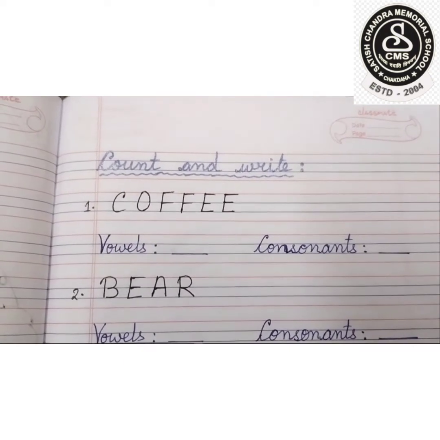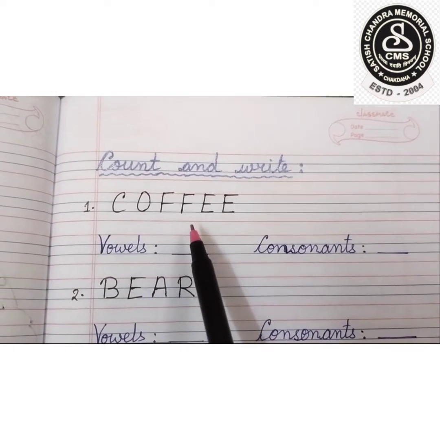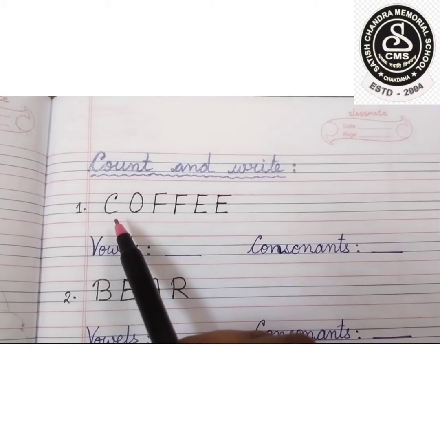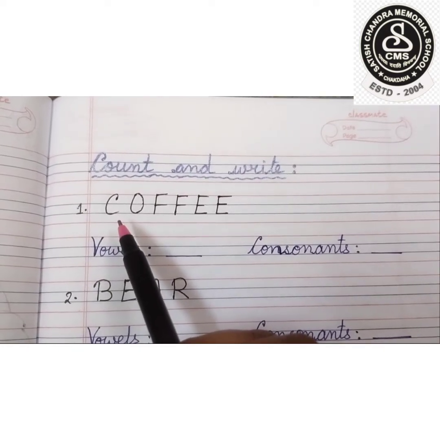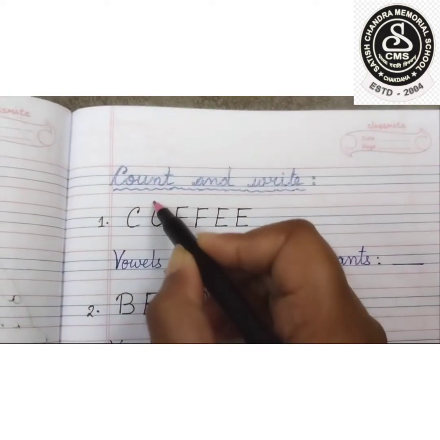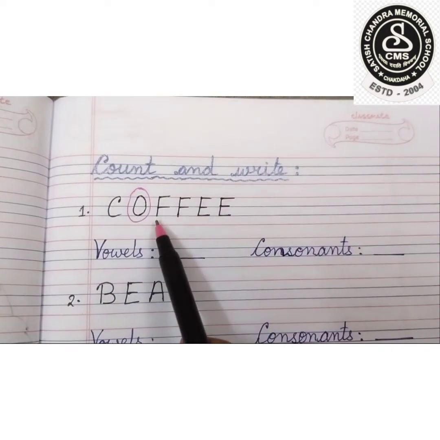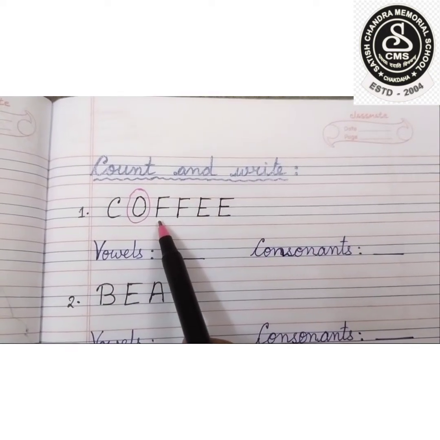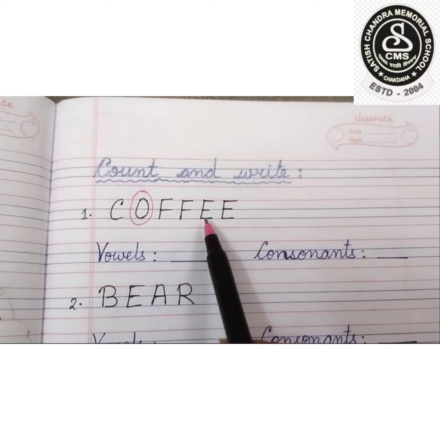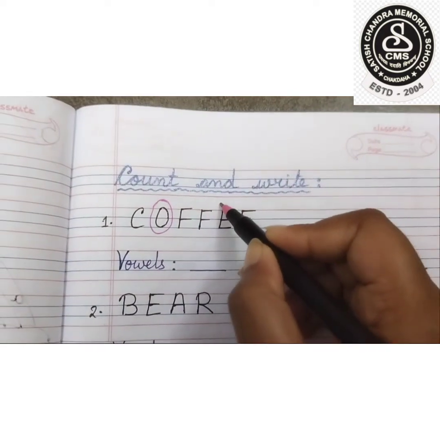Okay. Now, let us do it. In this word, coffee, let us find out how many vowels are here. C is a vowel, children? No. Then O is a vowel? Yes. So we will circle O. Next, F is a vowel? No, this F is not a vowel. Next, E. E is a vowel? Yes, so we will circle E.